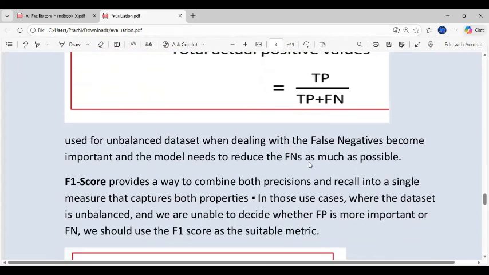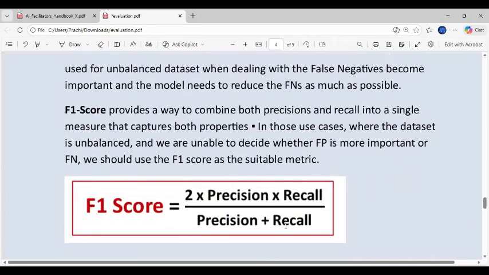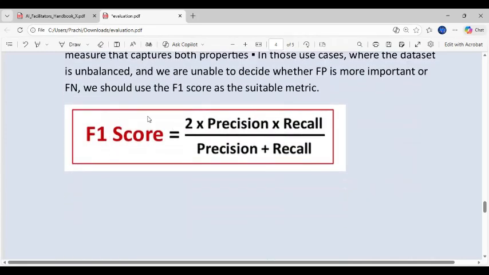Now, there may be a situation where you cannot decide individually what is holding importance. Is it only the recall or the precision? So in that condition we combine both precision and recall into a single measure, where the calculation is based on both of them. It is generally used in those cases where we are not able to decide whether FP is important or FN is important. So here we are giving the formula in this manner. You will be calculating F1 score by multiplying 2 with the product of precision and recall, divided by the sum of precision and recall. This is how you are going to calculate F1 score.